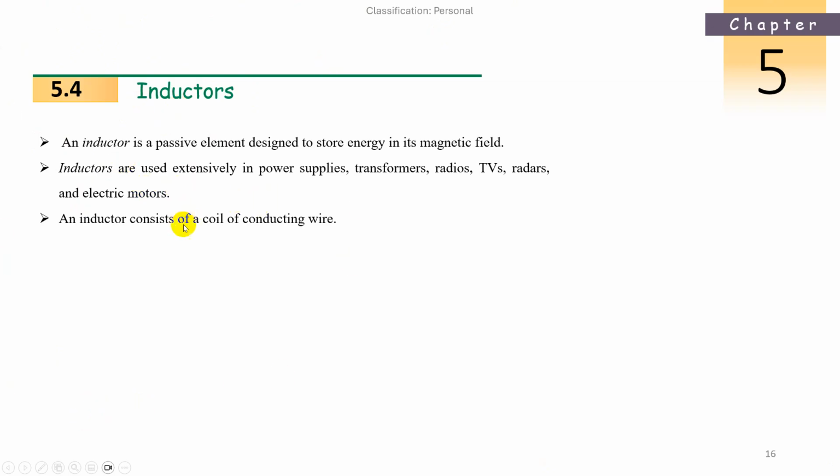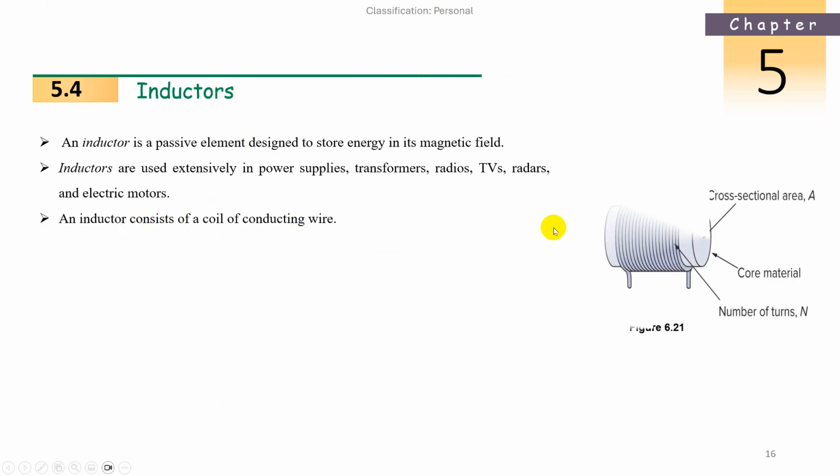So it is a coil. Basically, it is a coil, meaning a rotated wire. I will show that diagram. See here. This is your inductor, and this is your core material. This core may be air or any other material which acts as a medium for supporting the wire, and it will act as a medium for the transfer of the magnetic field.